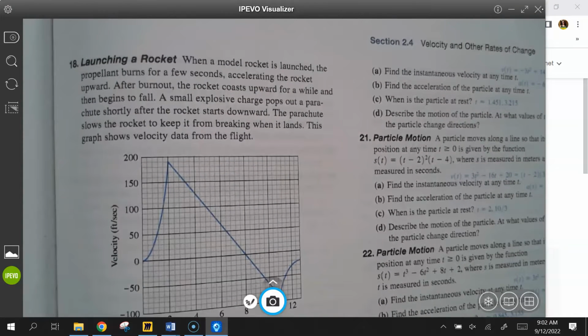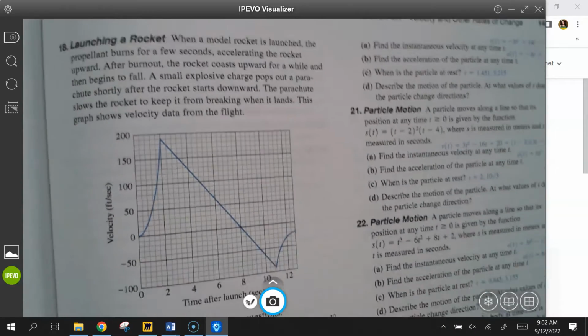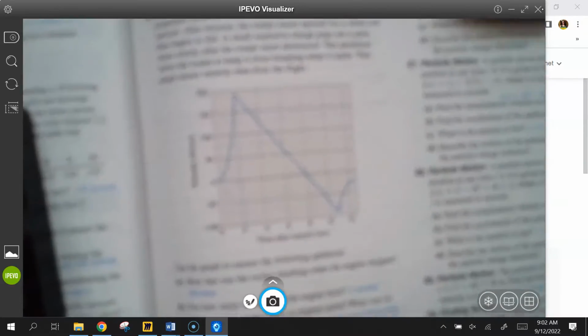All right, launching a rocket. When a model rocket is launched, the propellant burns for a few seconds, accelerating the rocket upward. After burnout, the rocket coasts upward for a while and then begins to fall. A small explosive charge pops out a parachute shortly after the rocket starts downward. The parachute slows the rocket to keep it from breaking when it lands. The graph below shows velocity data from the flight.